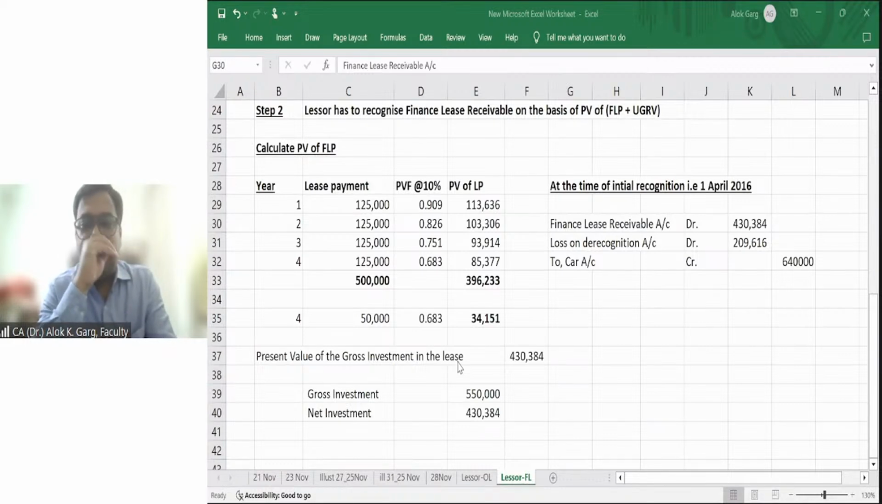Rahul is saying, sir, in this case, the present value of the future lease payment is not substantially equivalent to the carrying value of the car. Sir, then how come it becomes a finance lease?